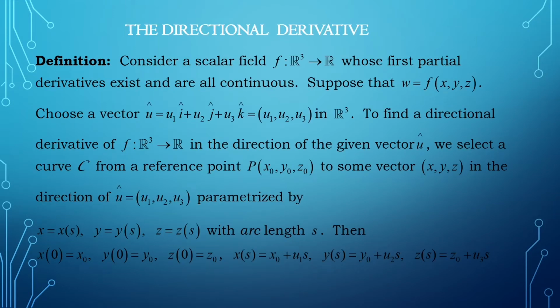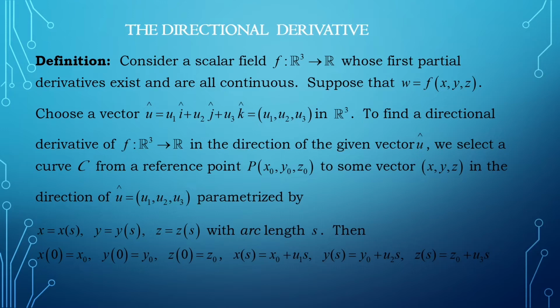Now, let us understand a classical definition of the directional derivative of a given scalar field. For this purpose, let us select a scalar field f from R3 to R. This function f from R3 to R can be represented as w equals f of x comma y comma z. Also, it represents a surface in the 3D space. Now, we want its directional derivative in the direction of a prescribed vector, say u cap.